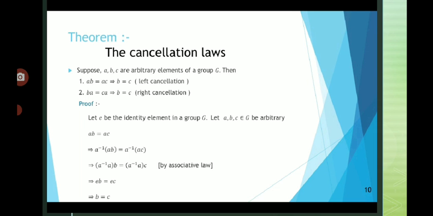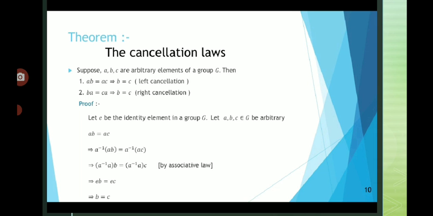Now our theorem is: a group holds the cancellation laws. That means in a group, cancellation laws are satisfied. Now the proof. E is the identity element in G. Let us take A, B, C as three arbitrary elements in G. We prove the left cancellation law first. Take AB equal to AC.